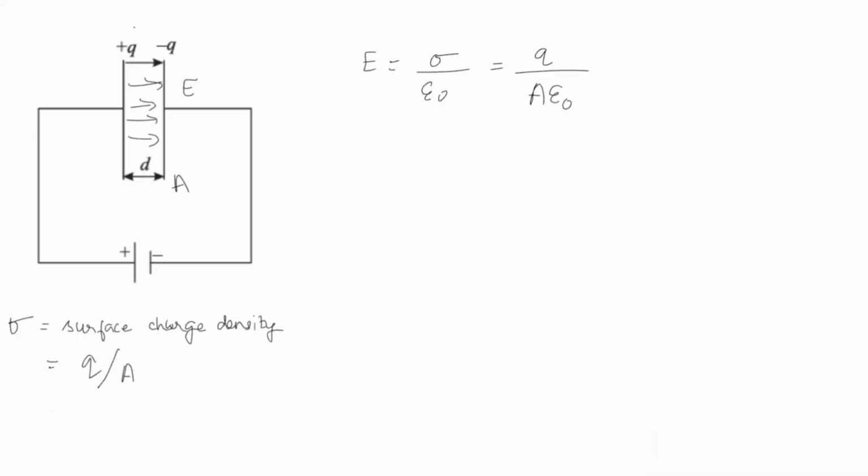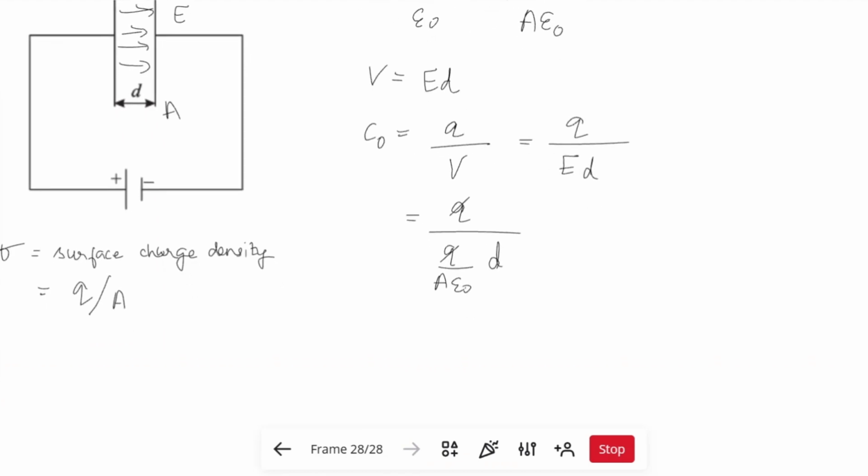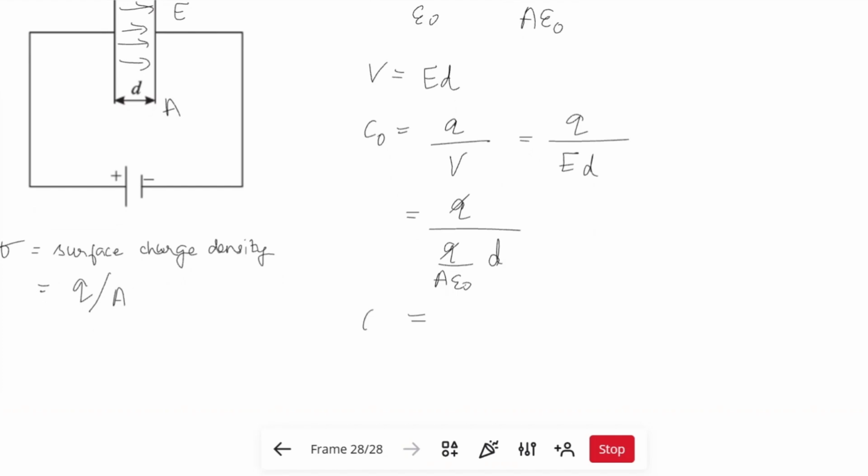And the potential between the plates is given by V equals E times d. So capacitance will be Q by V, which is equal to Q by E d, which can be written as Q by Q d by A epsilon naught. So the capacitance is A epsilon naught by d.